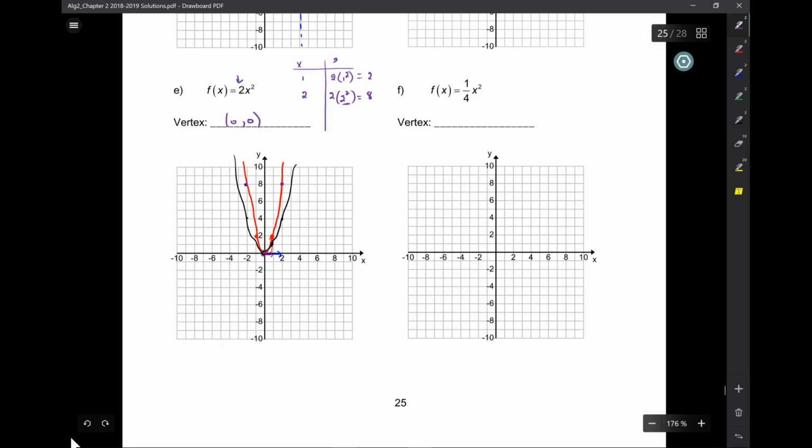This next one also has vertex 0, 0, but now, when I put in my vertex, if I go over 1, how much am I going to go up, do you think? A fourth. A quarter, right? Because it's going to be 1 squared times a quarter.